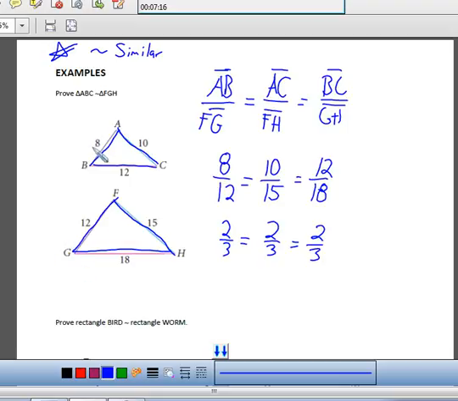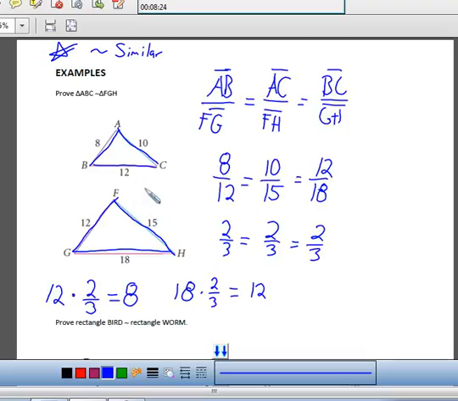So for instance, if I take this side 12 here, the FG, what would I multiply that by to get 8? Well, I have my scale factor of 2/3. And if I multiply that by 2/3, I get 8. Same thing with 18. If I multiply 18 by 2/3, I will get 12, and then 15 times 2/3 gives me 10.